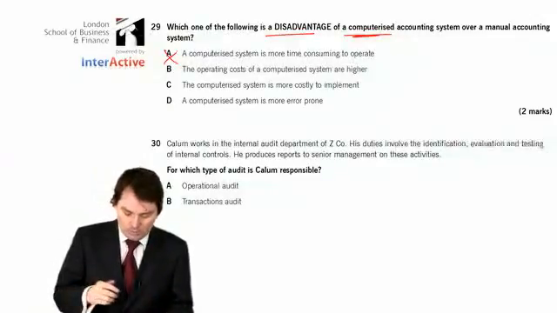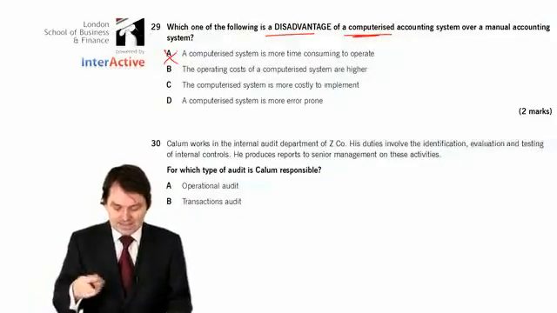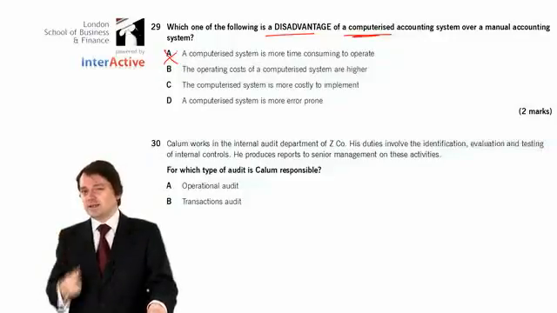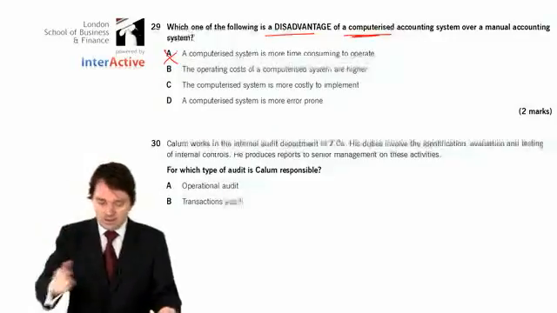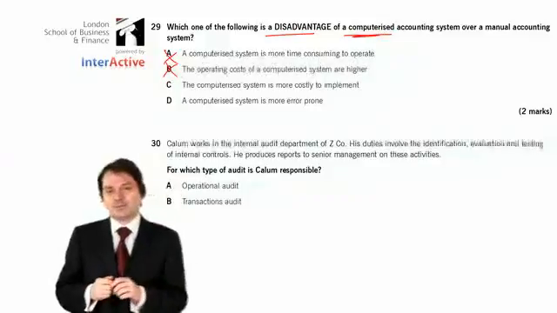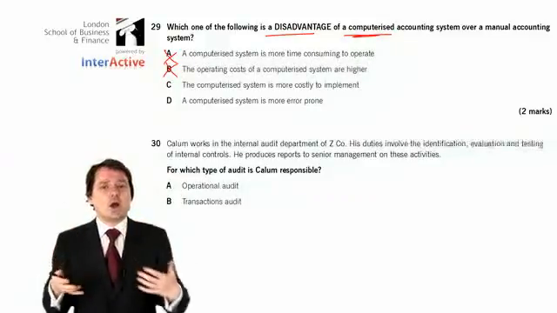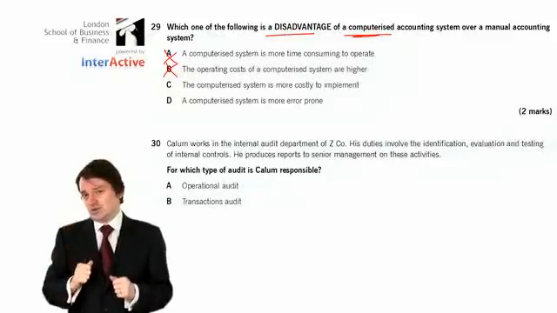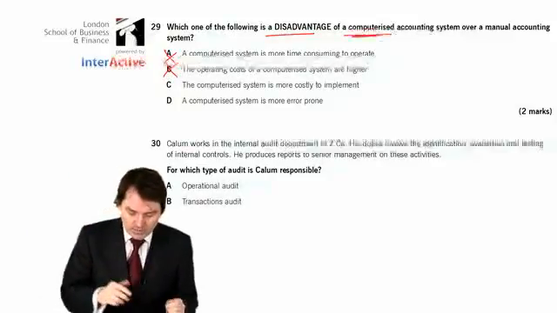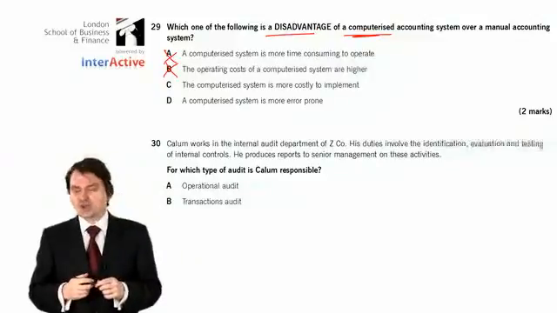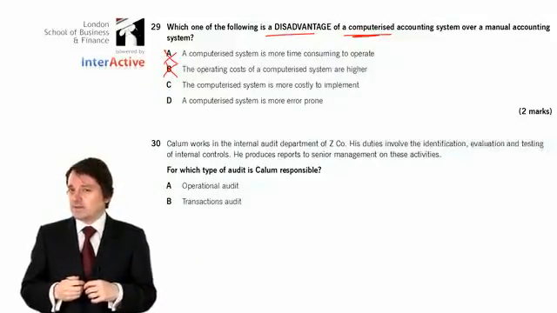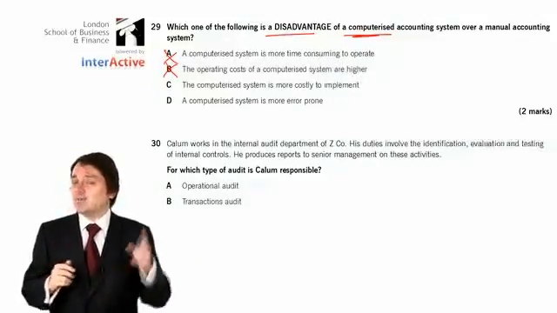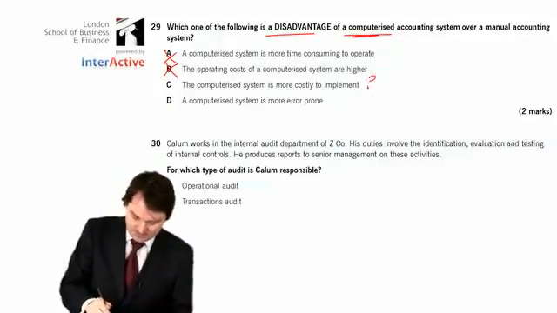B, the operating costs of a computerised system are higher. Well, they might well be, but when we say operating costs, once you've got it going, a computer system is cheaper. Because again, it's quicker, which means it doesn't cost as much. So the operating cost, that's the running costs. C, the computerised system is more costly to implement. Now that means implementation is setting up. Now that one does sound like a possibility.